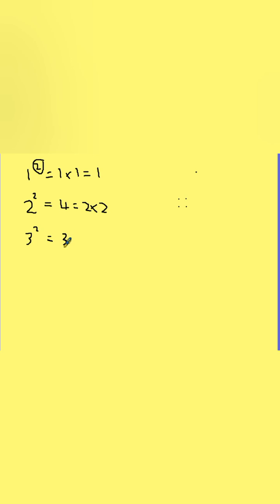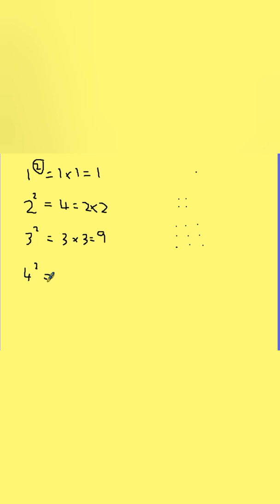3 squared. 3 times 3 is equal to 9. And if you look, the dots are starting to form. And for those of you who are ahead of me, you can start to see if you can spot a pattern between the answers. So 1, 4, 9. See if you can spot a pattern.